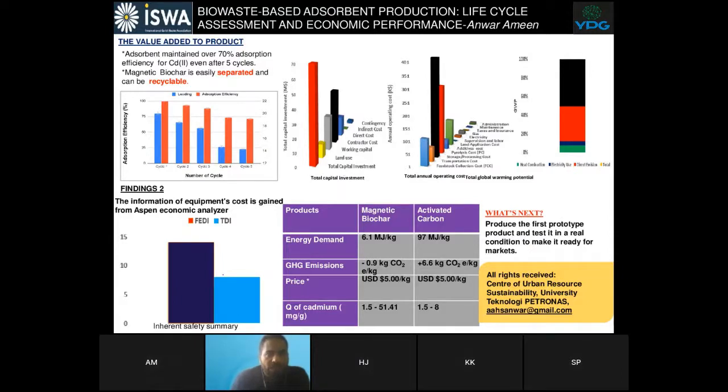the value added to our products, we found out that our products can be easily separated and can be more recyclable compared to commercial products. And this value goes to a circular bioeconomy of biowaste, which is a part of the sustainable development goals.